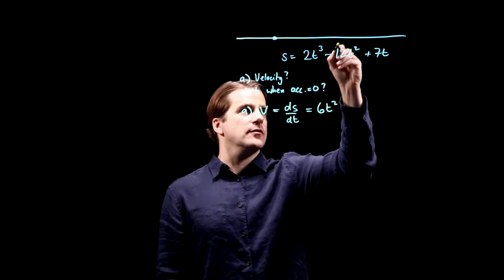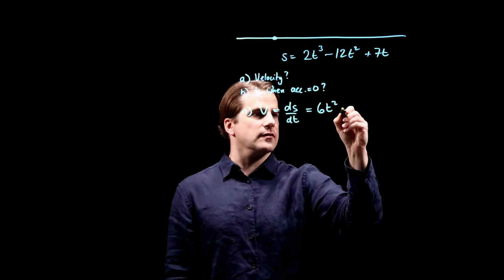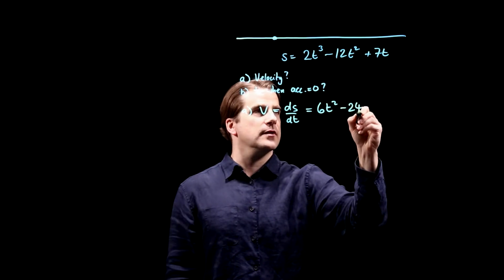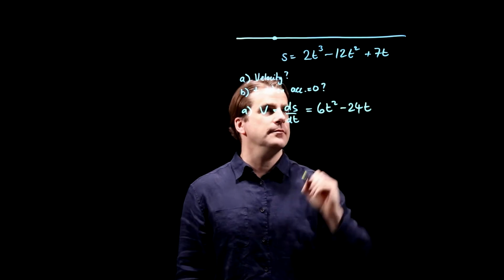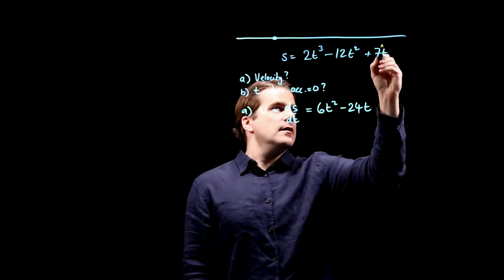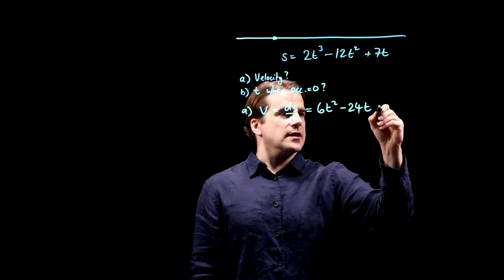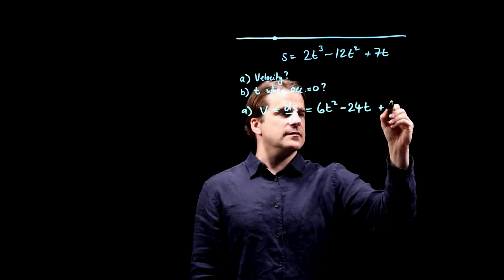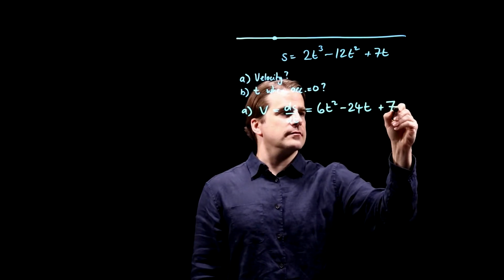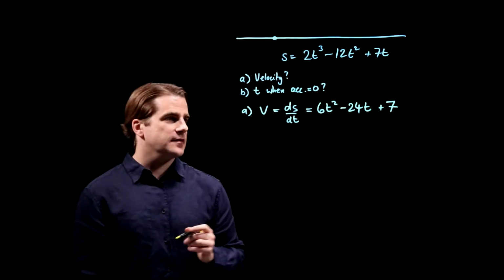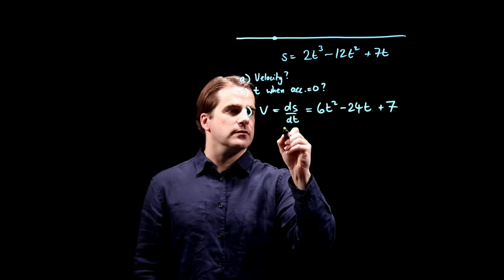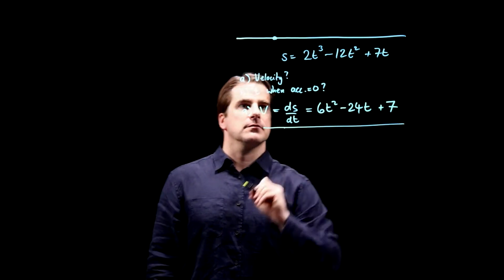Same thing, bring the 2 down, multiply it. 2 times minus 12 is minus 24. Take 1 off that, leaving t to the power of 1, which is just t. And 7t just differentiates to 7. Okay? So that's it. That's the expression for the velocity.